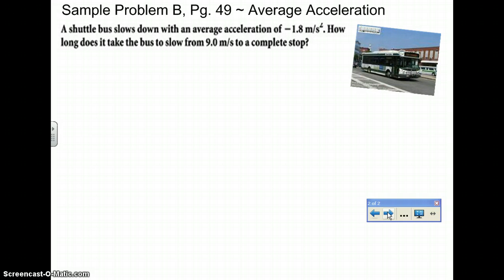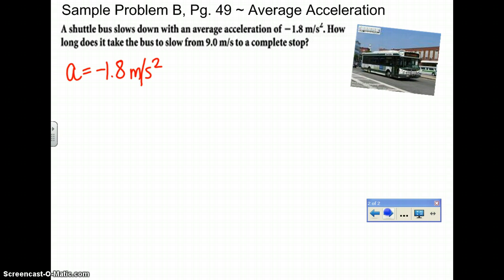If the bus comes to a complete stop, 0 meters per second, would that be your initial velocity or your final velocity? What I'm trying to get you to see here, guys, is it may be words, not necessarily numbers, that are giving you variables in the problem. All right, let's pull out some of these givens. The first one we come across is an average acceleration, don't forget your negative, of negative 1.8 meters per second squared. The next one we come across is 9.0 meters per second.